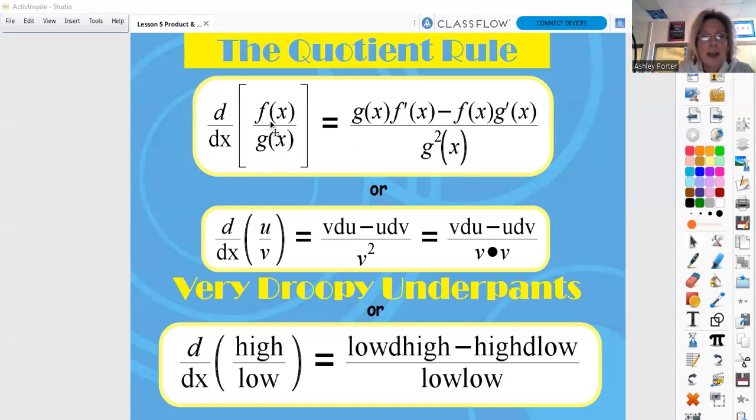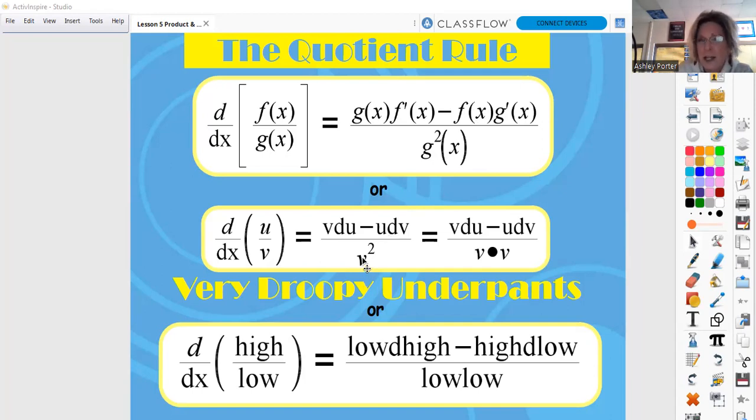So if instead of f of x and g of x, I use u and v, then g f prime becomes v du, minus f g prime becomes u dv, all over v squared. So now I'm starting with very droopy underpants again, just like I did with the product rule. So since I knew I was going to do v du here, and order matters when you're subtracting, that's why I reversed order on product rule. So both times you're starting with v du. Product rule, you say plus u dv. Quotient rule, you say minus u dv.